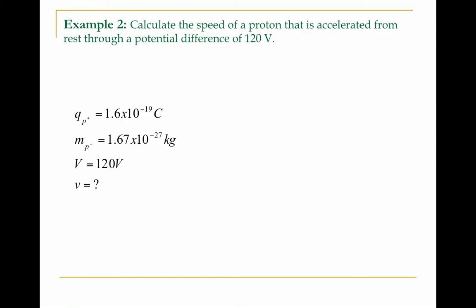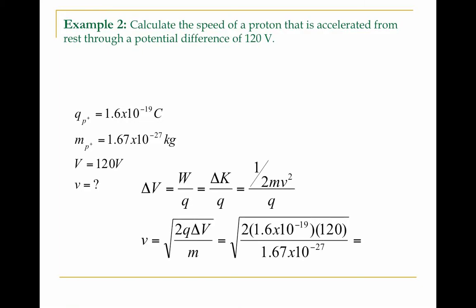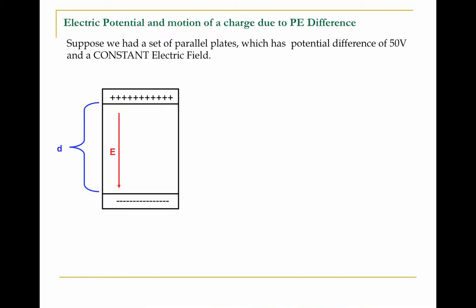Calculate the speed of a proton. There's another example that we've done in class, and I'm just going to show you very quickly now. Since delta V is equal to the work divided by Q, the charge, then work is equal to the change in kinetic energy. Assuming that the proton started from rest to some final speed V, from here I can calculate the final speed, which is found to be 1.52 times 10 to the power of 5 meters per second.